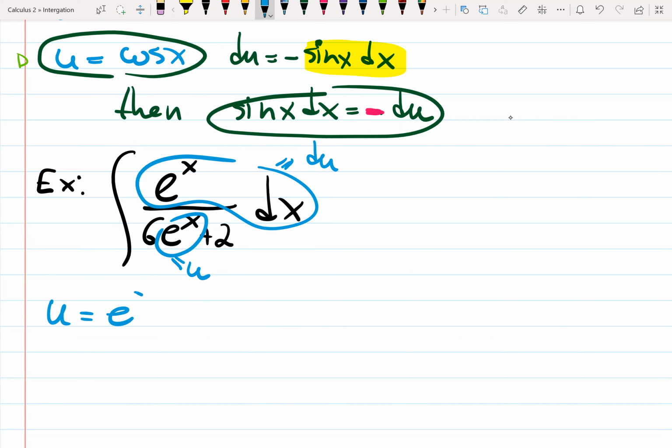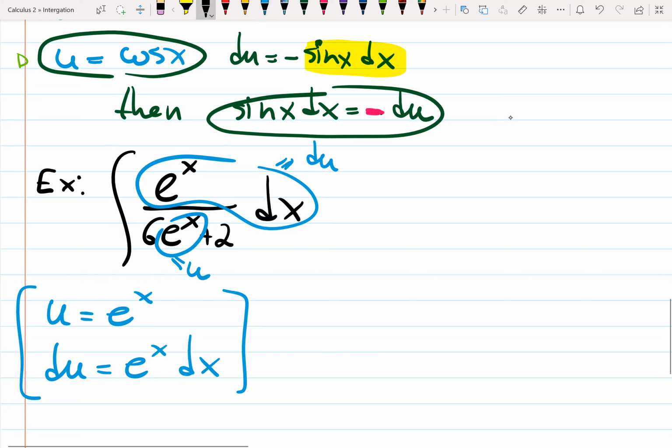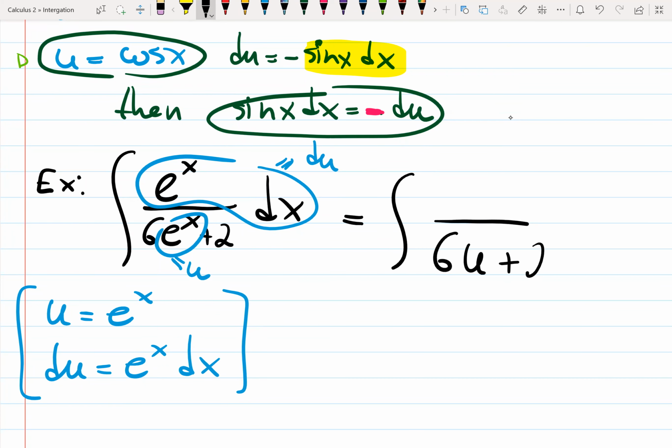Let u be e to the x, then du is e to the x dx. And you are done after that. The integral becomes du over 6u plus 2. If you just were asked to choose, that's the choice. You did good. Good job. If not, then you actually have to finish that. So let's do that. Let's finish.